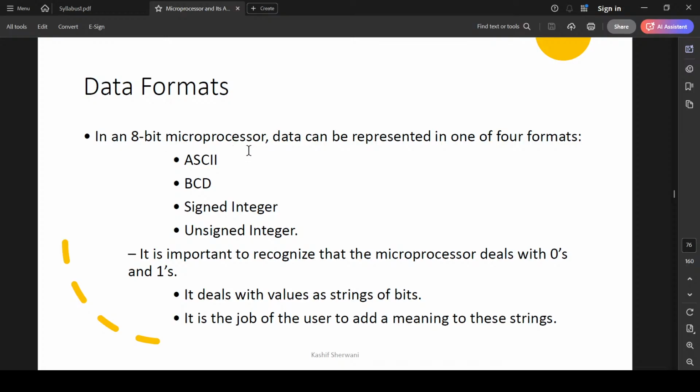Data formats. In an 8-bit microprocessor, data can be represented in 4 formats: ASCII, BCD, signed integer, and unsigned integer. So it is important to recognize that the microprocessor deals with 0s and 1s. It deals with the values of strings of bits. It is the job of the user to add meaning to this string.